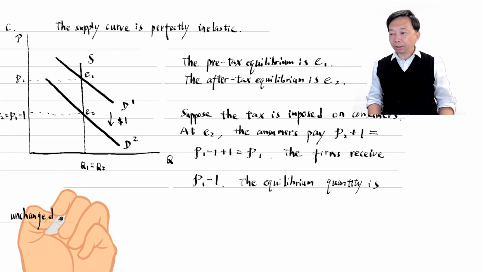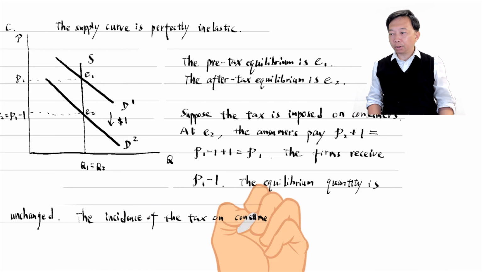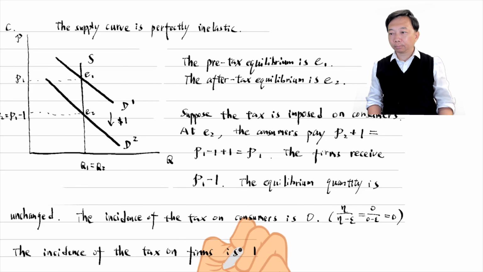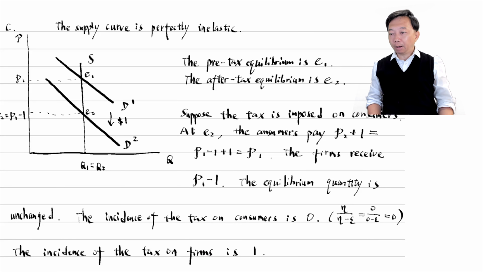The incidence of the tax on consumers is 0. The incidence of the tax on firms is 1. The firms pay the entire tax because they have to supply a fixed amount of products, even though the tax increases their cost.